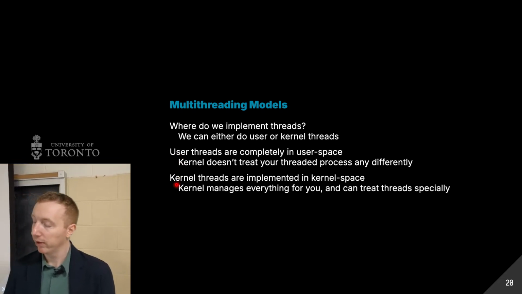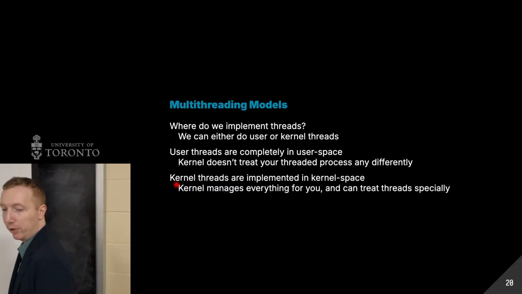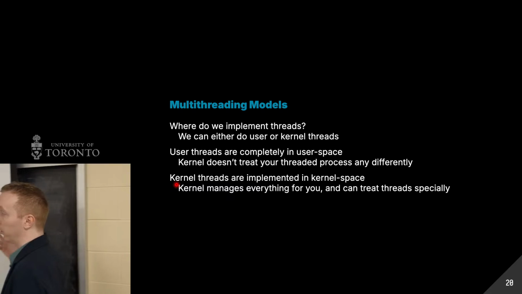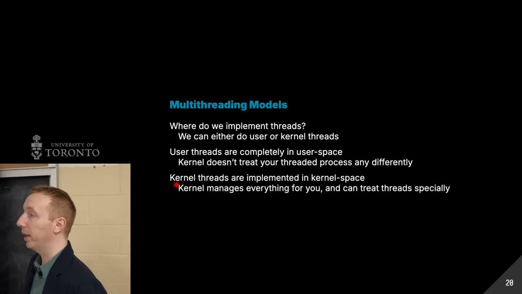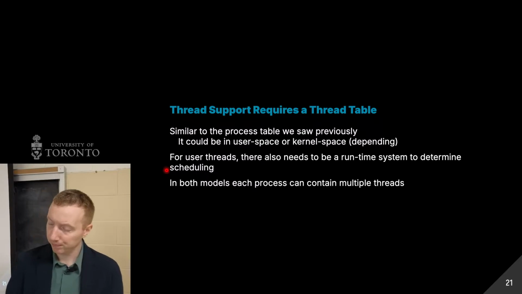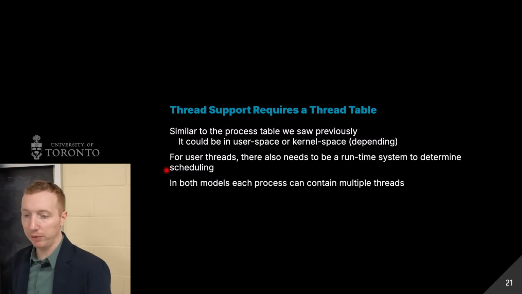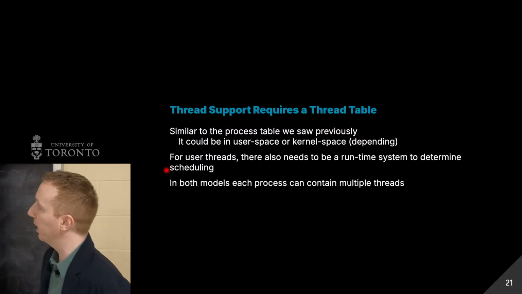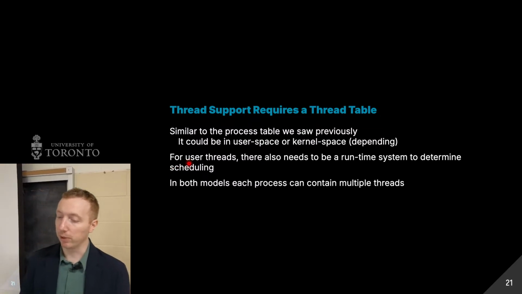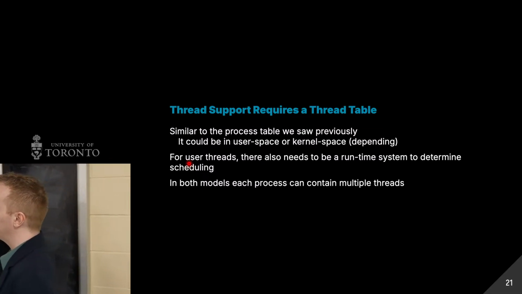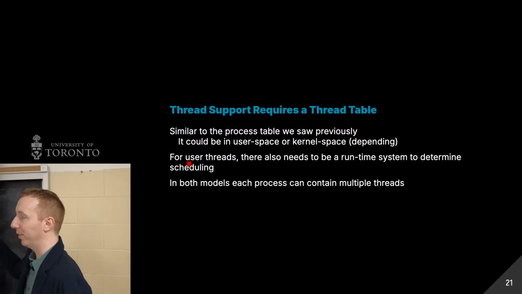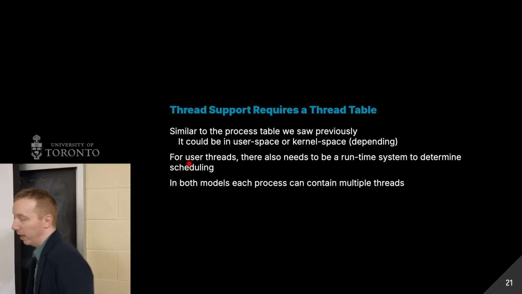Kernel threads, on the contrary, are implemented in kernel space, so the kernel manages everything for you, and it can also treat threads specially because guess what? The kernel knows about them. So it could schedule them to run in parallel or do different things based off whether or not they block, which we will get into. Thread support requires some type of thread table, similar to a process table we saw previously. Again, could be in user space or kernel space depending on the implementation. For user threads, there also needs to be a runtime system to determine scheduling, so you're going to have to do some scheduling for your lab 4, but you're going to do first come, first serve. It's not going to be that bad. So don't worry about that.